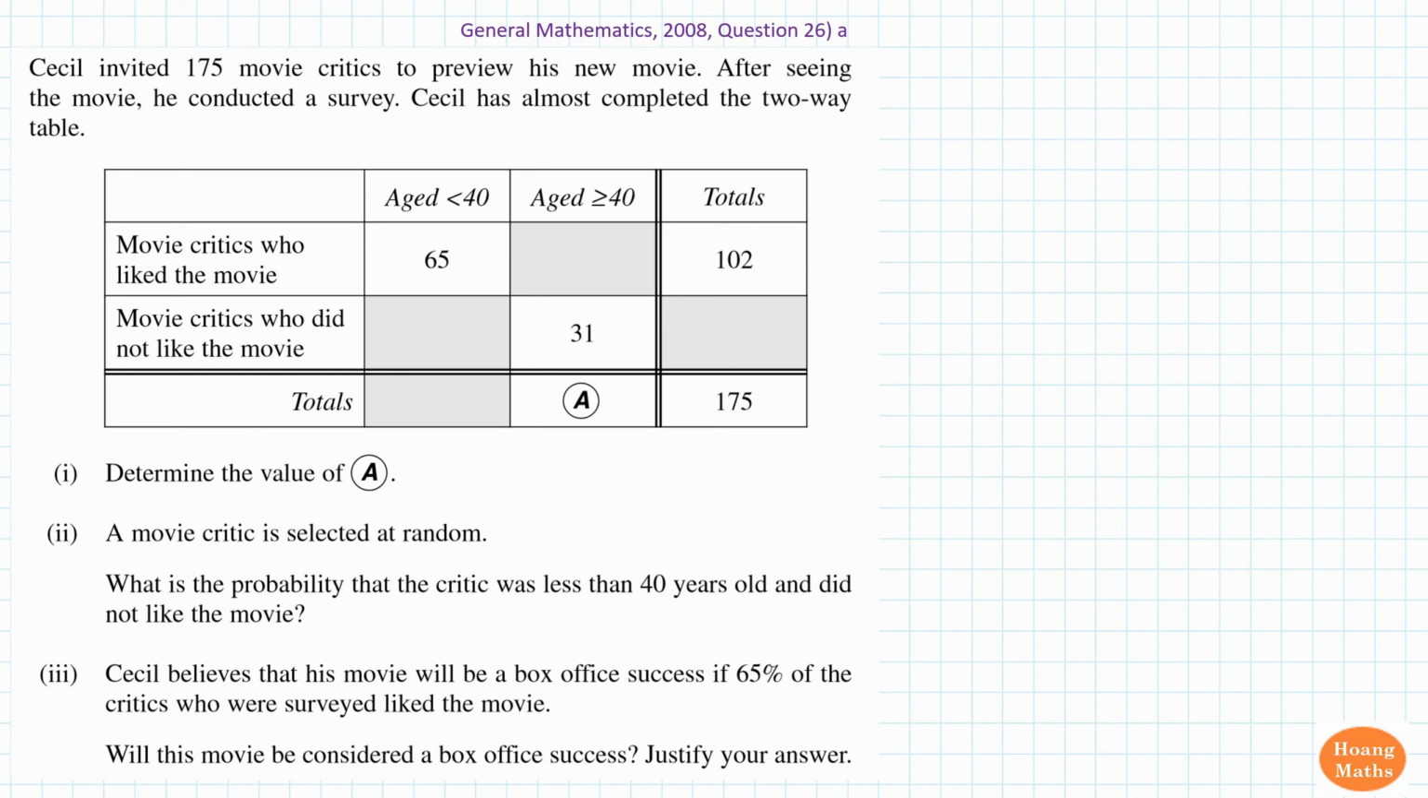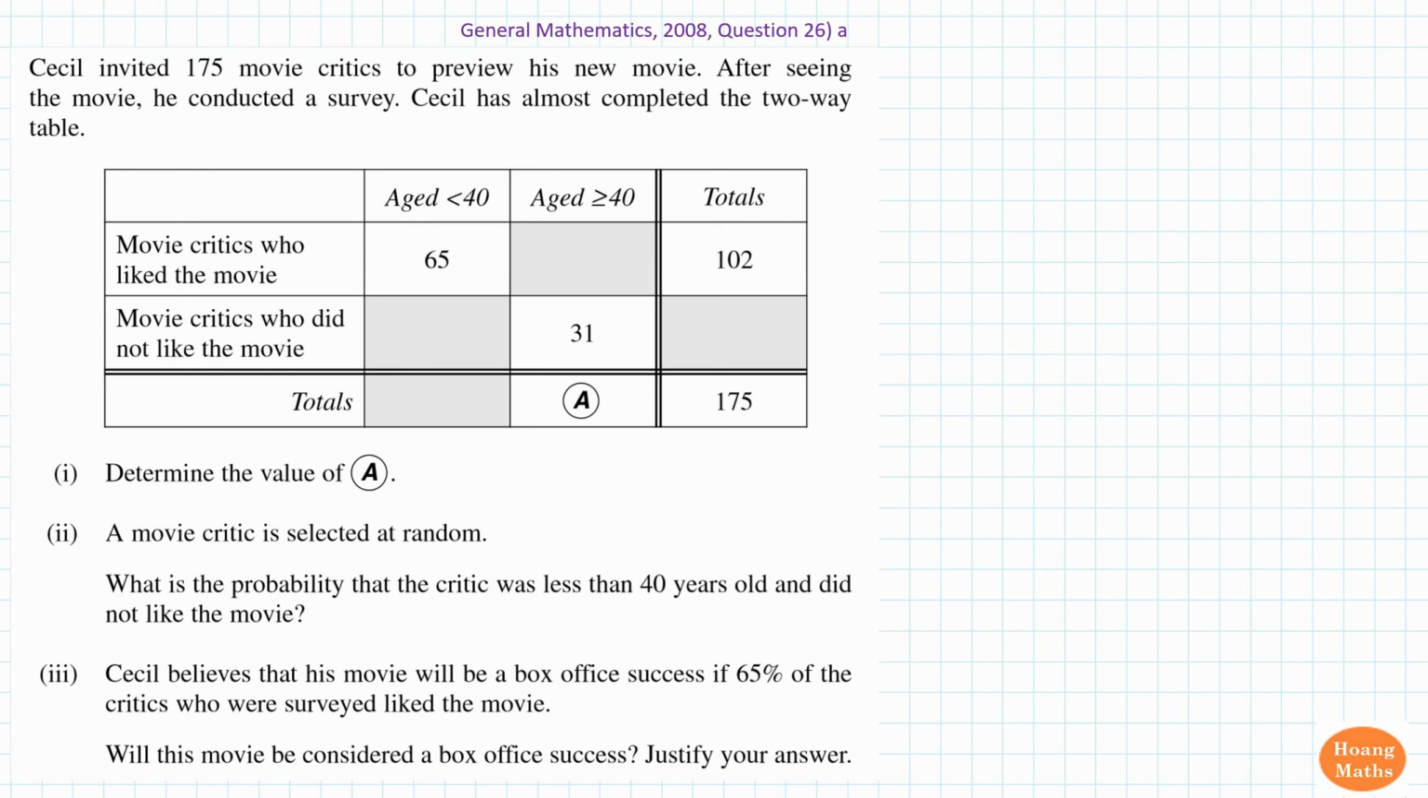Cecile invited 175 movie critics to preview his new movie. After seeing the movie, he conducted a survey. Cecile has almost completed the two-way table. Part A. Determine the value of A. Before we answer the questions, it is better if we complete the table first.